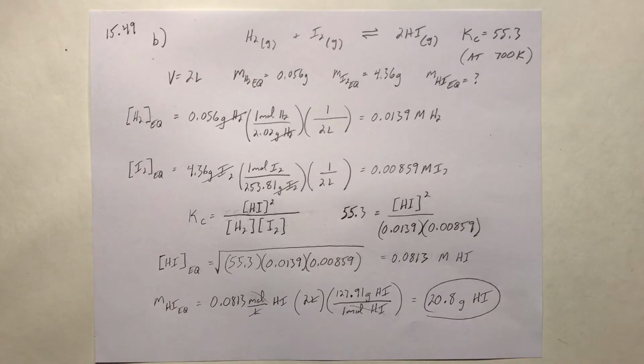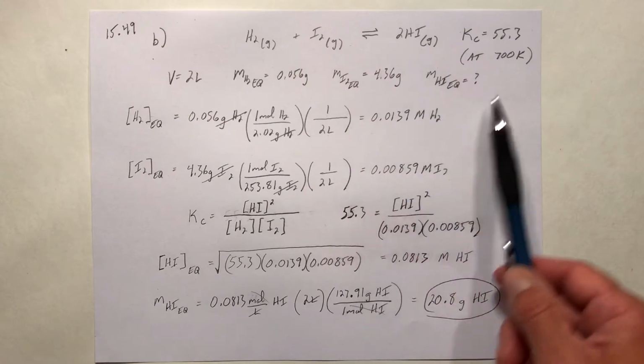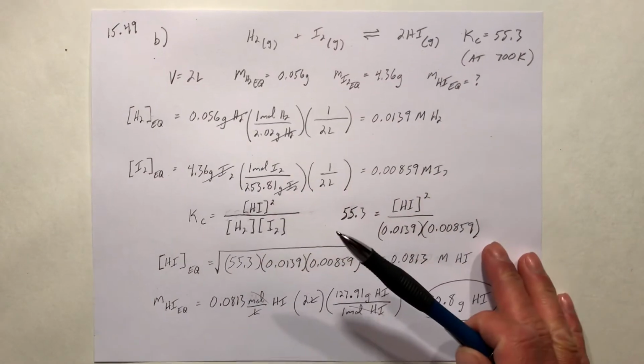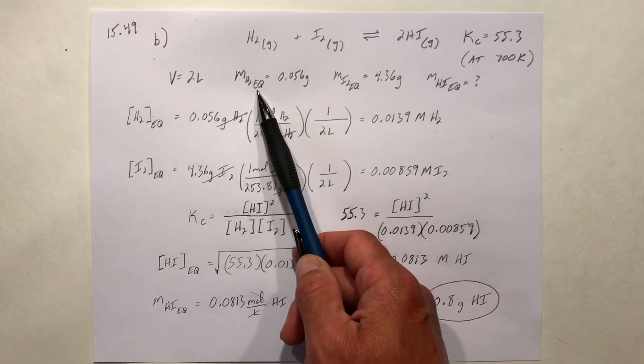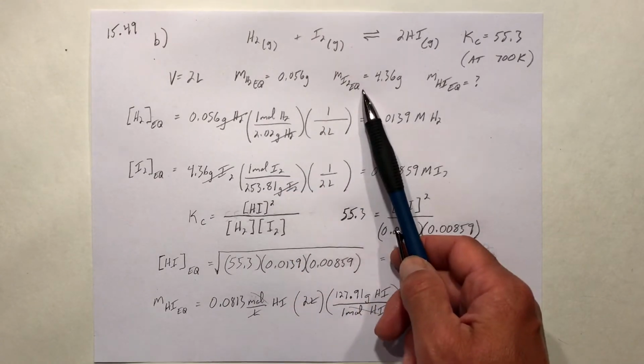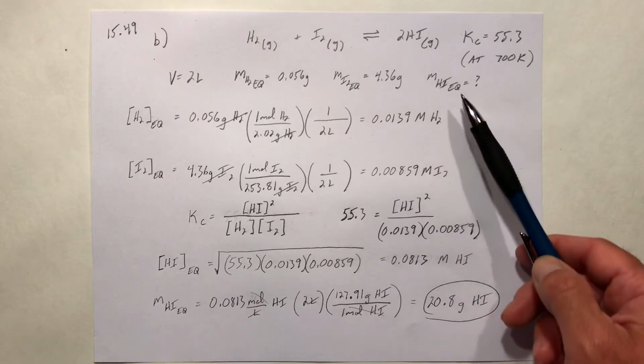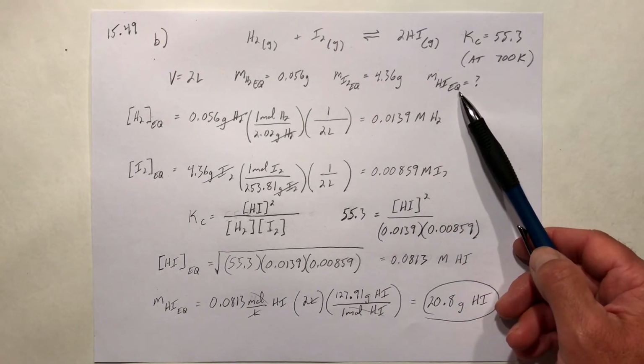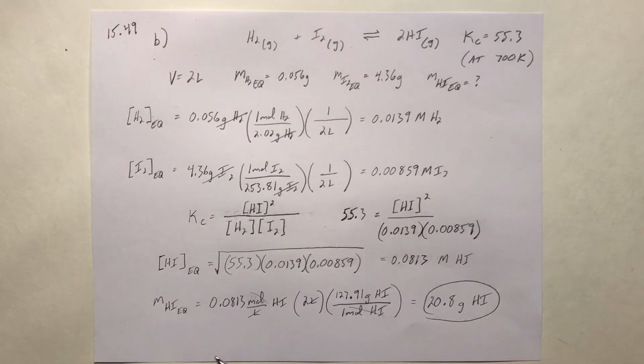Here's problem number 49b. We're given this equation with this equilibrium constant. We're also given the volume of the container, the mass of the H2 at equilibrium, the mass of the I2 at equilibrium, and what we want to calculate is the mass of HI at equilibrium. So once again, the first thing we have to do is take these mass values and turn them into concentrations.